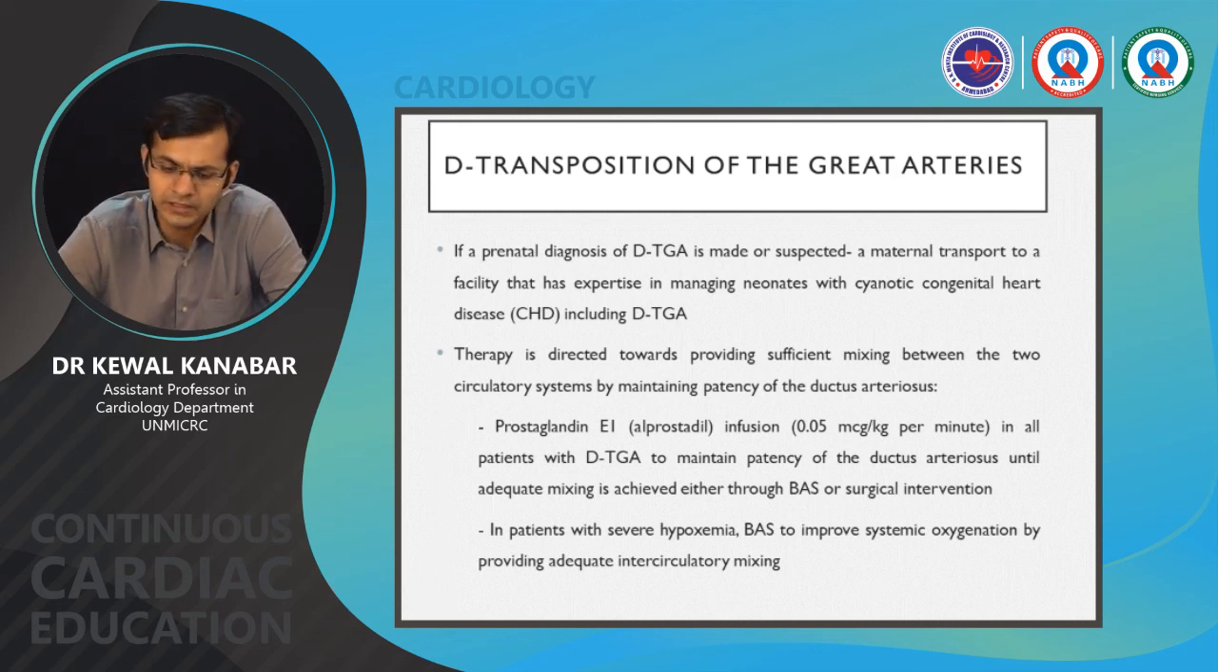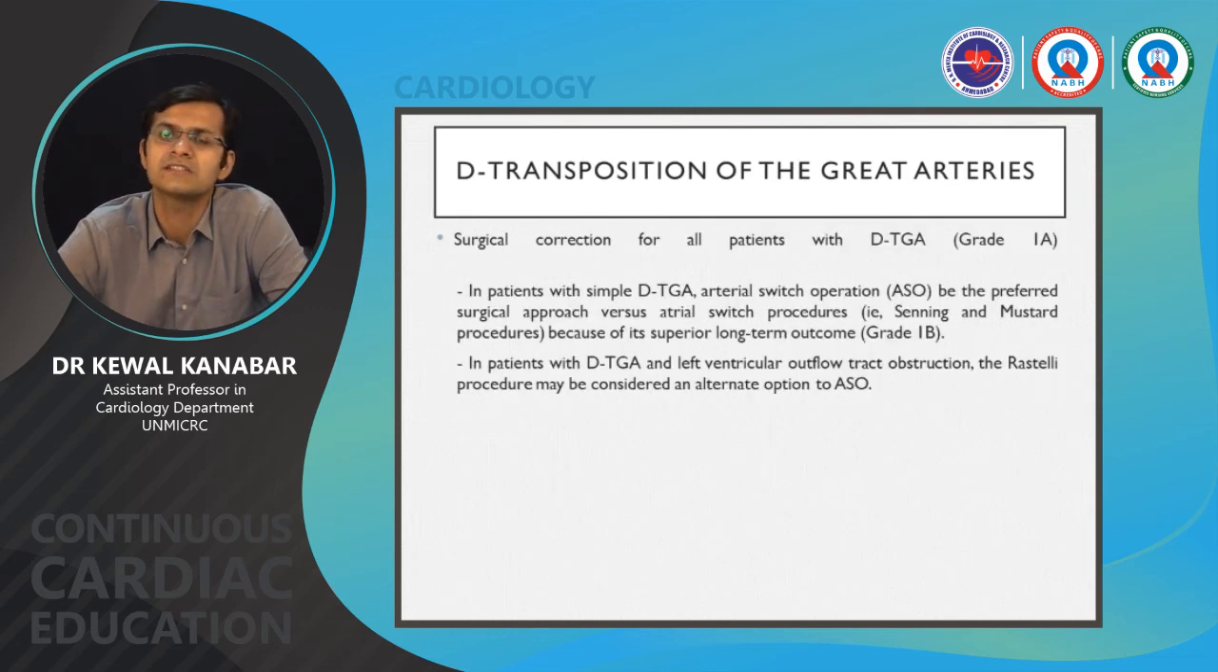So early surgery is indicated in all other patients. In patients who have severe hypoxemia, intact IVS, and a small ASD, when facilities are not available for emergency surgery, we may need to subject these patients to balloon atrial septostomy. Surgical repair is a class 1 indication.